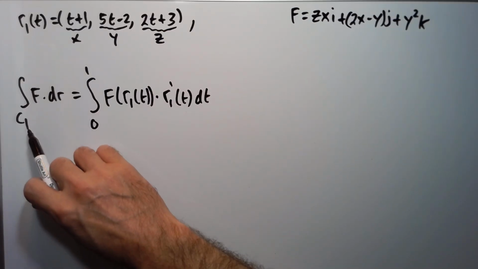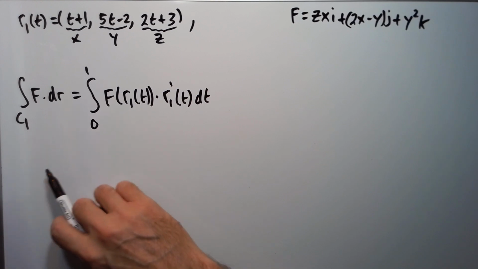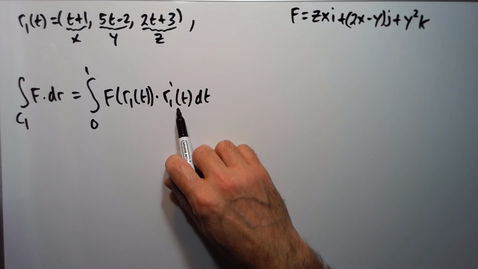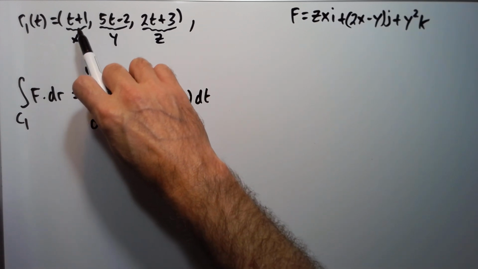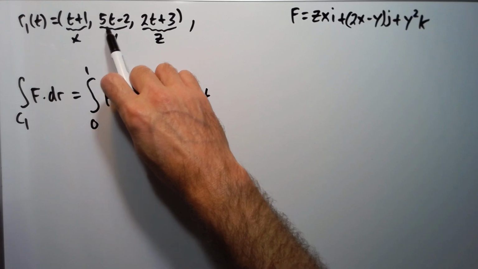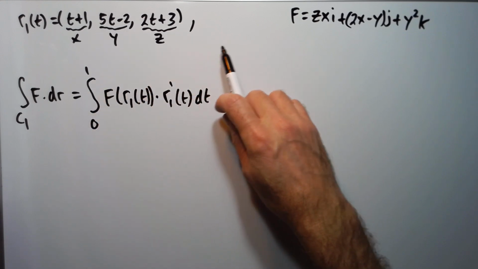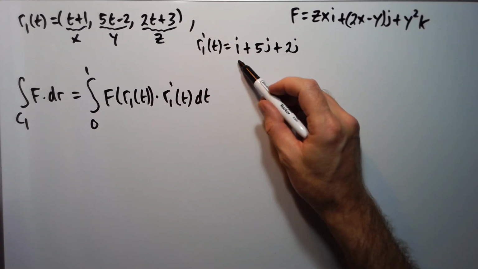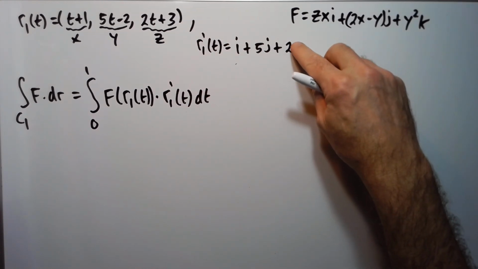The line integral around C1 would be the integral from 0 to 1 of F of R1 dotted with R1 prime. So let's write R1 prime here. The derivative of the first component would be 1, the derivative of the second component would be 5, and the third component would be 2. So I've written it here, using the i, j, k notation. Oops, should be k there.